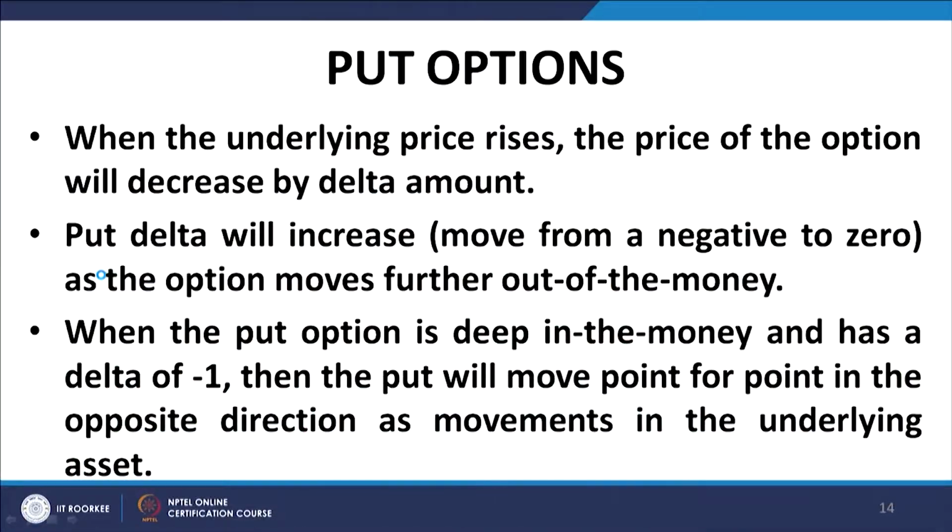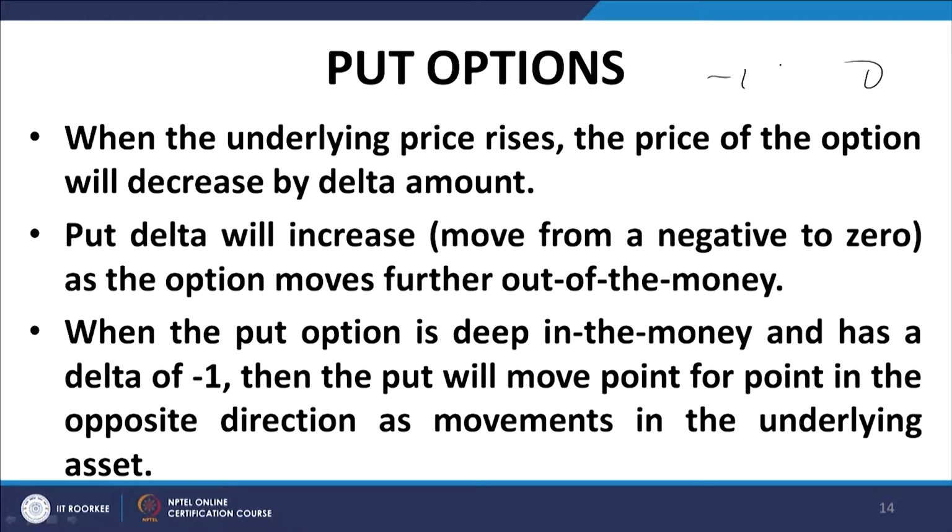Now, what happens in the case of the put option? In the case of the put option, the situation is reversed. When the price of the underlying rises, the put option tends to go out of the money. And the first thing is, as the price increases, the price of the put option decreases, so delta is negative. In fact, it ranges from -1 to 0.